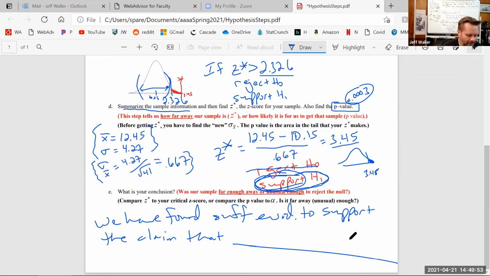Now, you don't have to plagiarize. You could write in your own words what the claim was. Just don't say we have found sufficient evidence to support the claim, period. That's not good. I need to know what the situation was. I need to make sure you understand what the situation was. Okay.